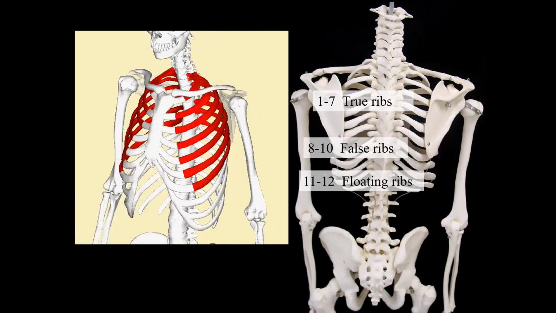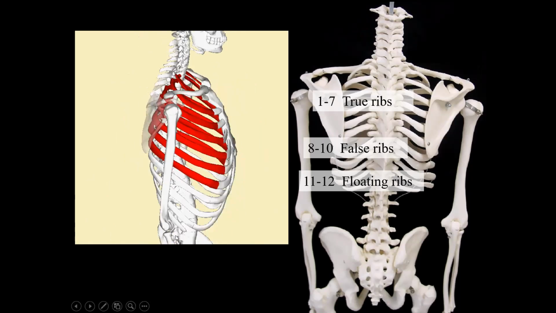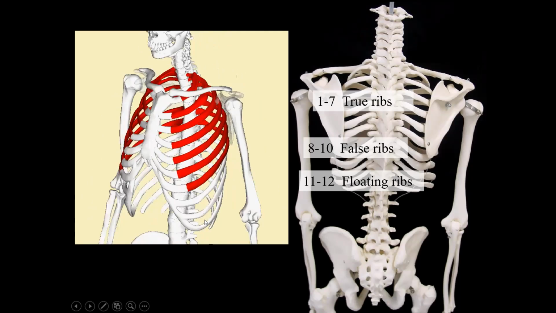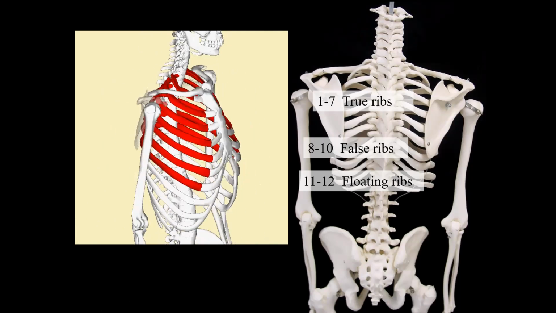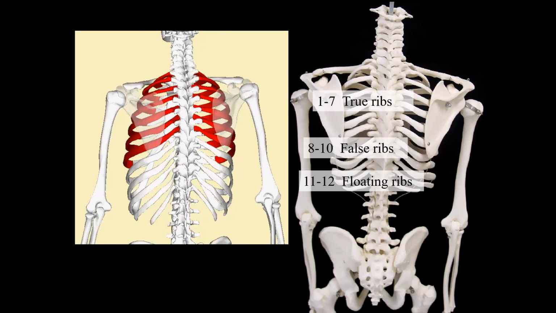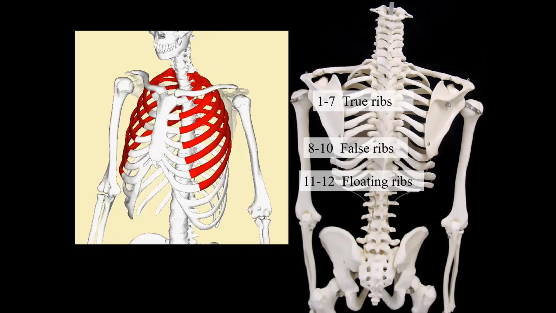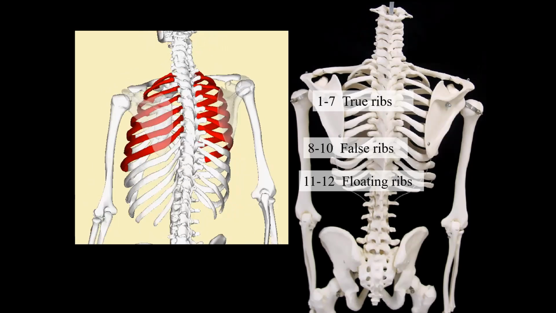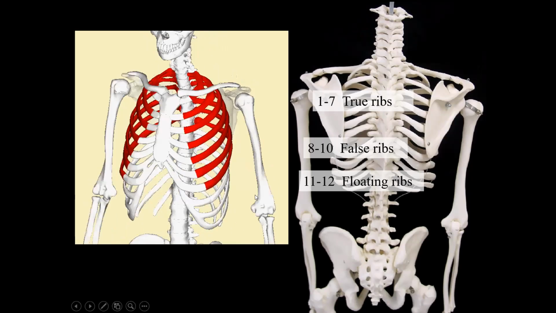And the ribs 11 and 12 are these ribs down here that don't attach in the front. They only attach in the back on the vertebrae. They don't have a complete coverage all the way around. And so we call these the floating ribs.